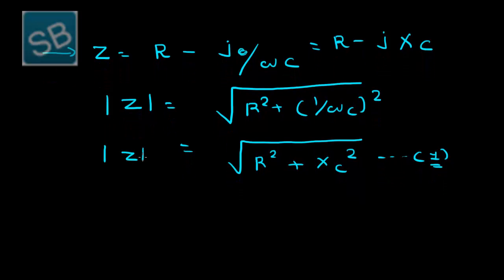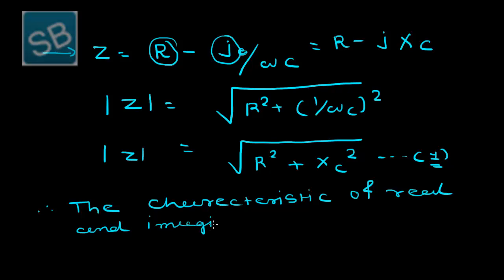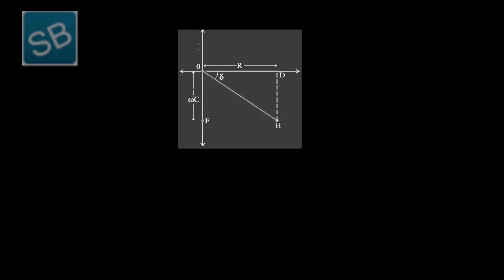Here the magnitude of Z and the value of Z consist of the real part as well as the imaginary part, and so the characteristic of real and imaginary axis of impedance Z is given by this. So this is the relation between the real axis and this imaginary axis.